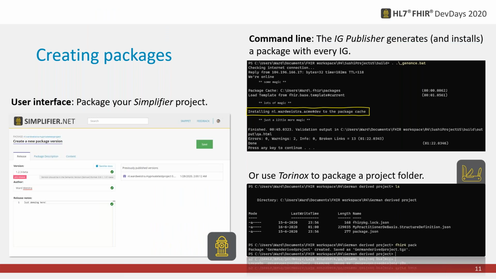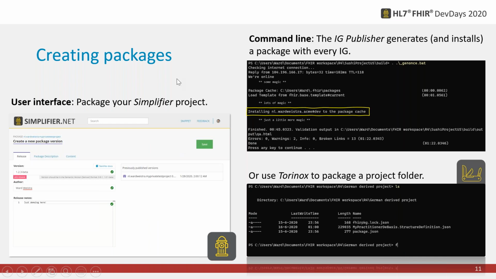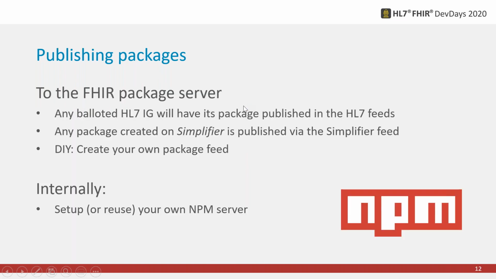I have some backup slides here on creating packages. There are a few ways of doing it: command line with the IG publisher right now, or with a user interface on Simplifier. Similarly on publishing, and this information is also available from the website itself, validated FHIR IGs go directly to the HL7 feed. Any package created on Simplifier goes to the Simplifier feed, and then, as Graham mentioned, you can go full DIY and create your own package feed and have that taken up by the package server.